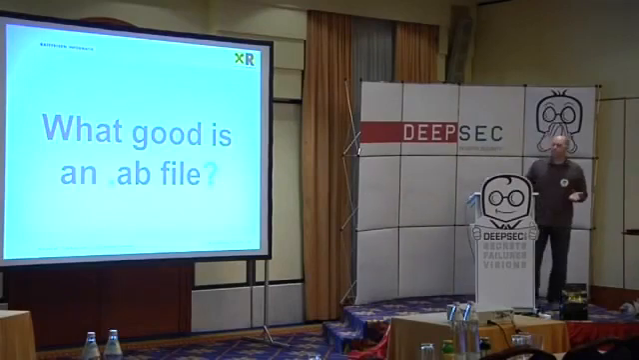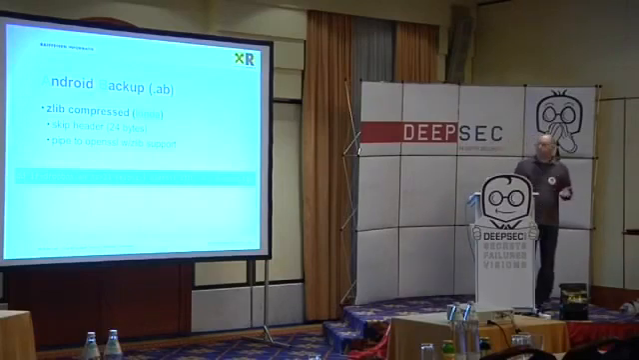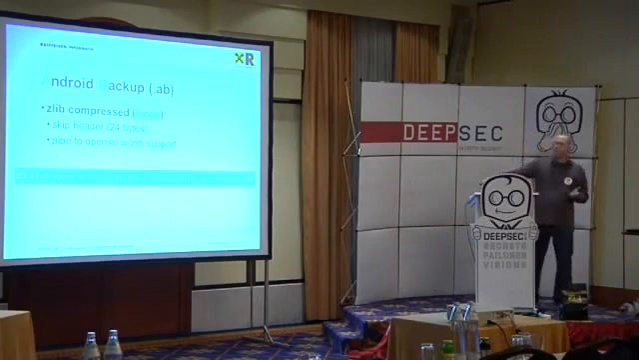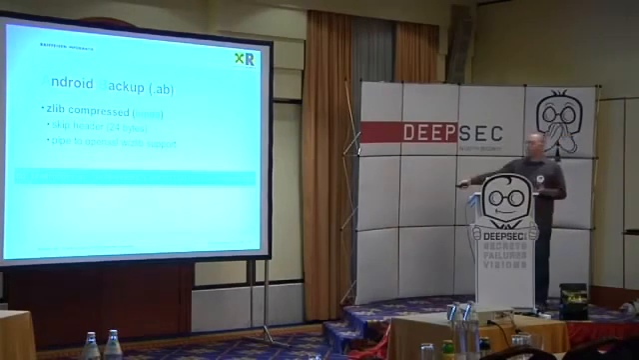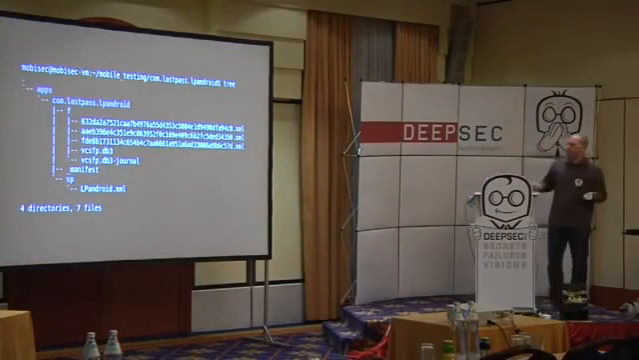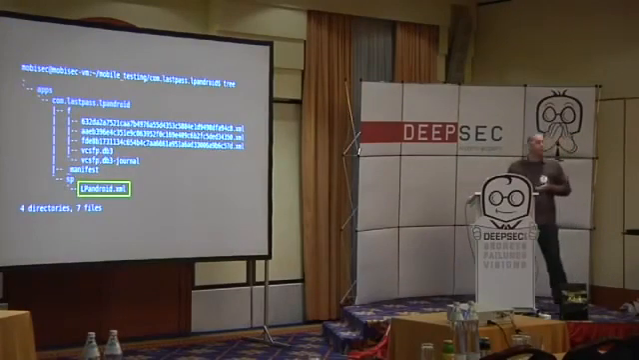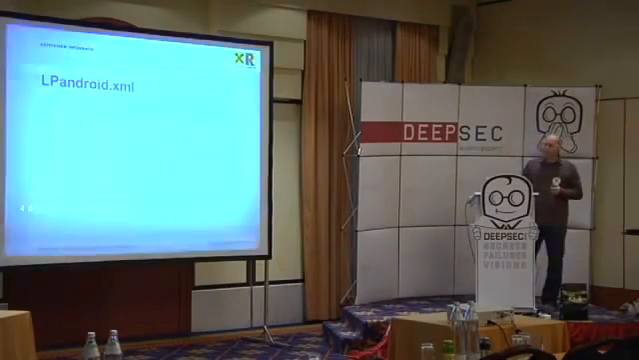What good's an AB file? Well, it's basically a zlib compressed file. So you can run it through OpenSSL with zlib compression. You just do a dd, skip out the header, put it through OpenSSL zlib, and what you get out the other end is a tar file. So you look at the tar file, you look at the structure, and it's like, oh, that's kind of nice. There's some XML, and that one looks interesting: LP Android.xml.